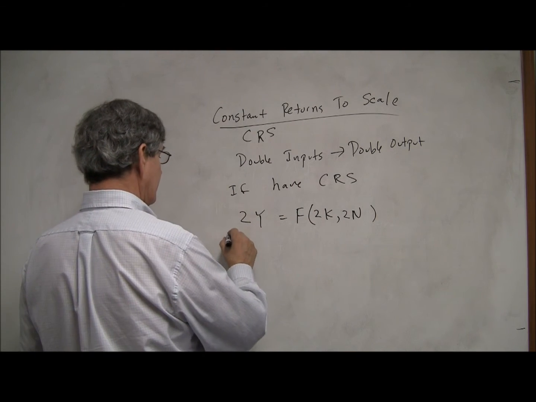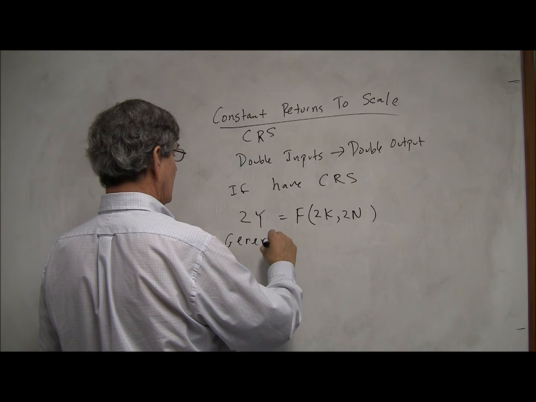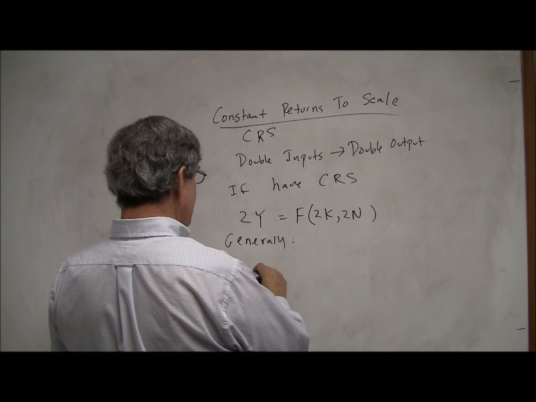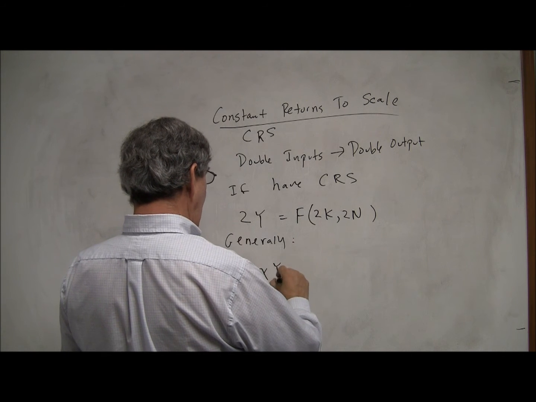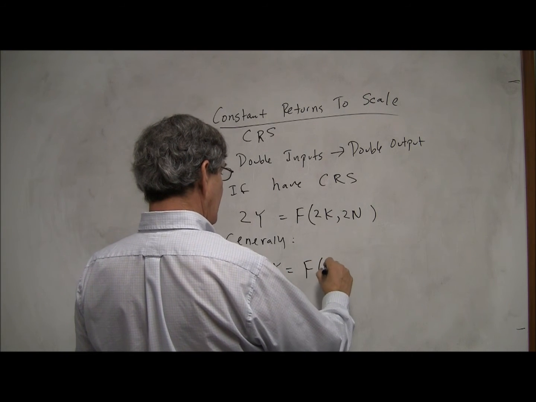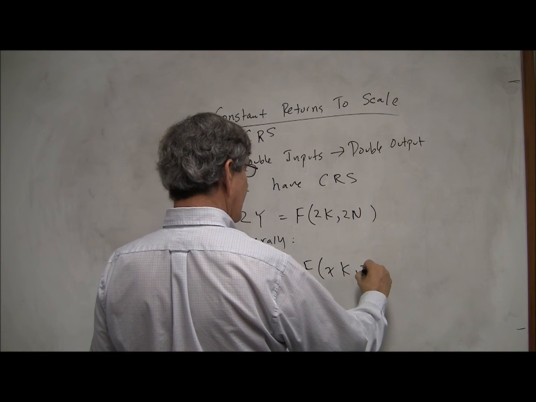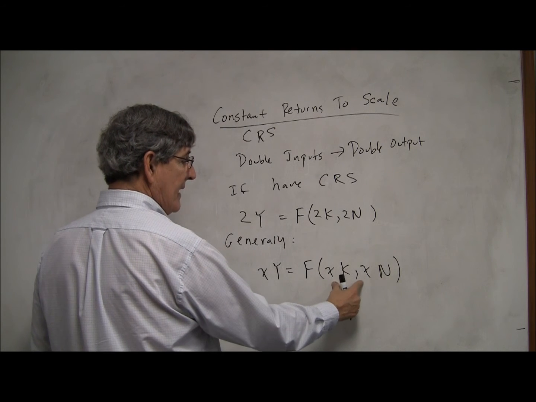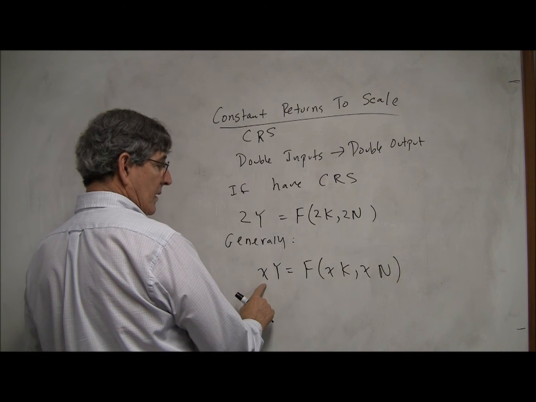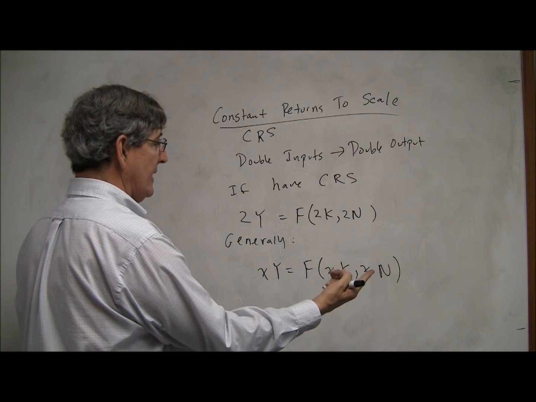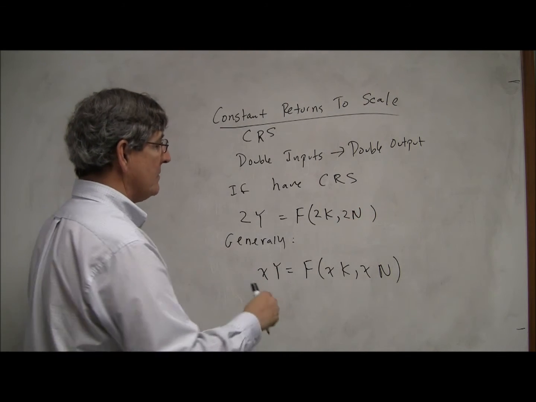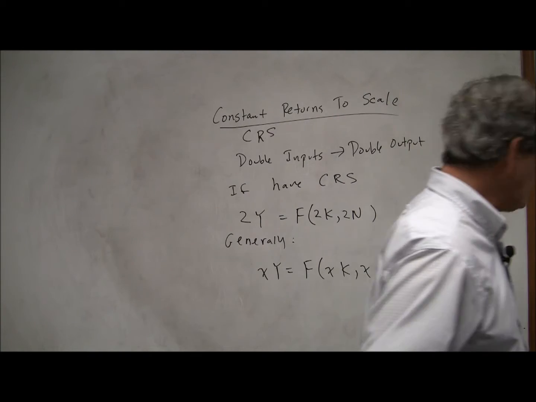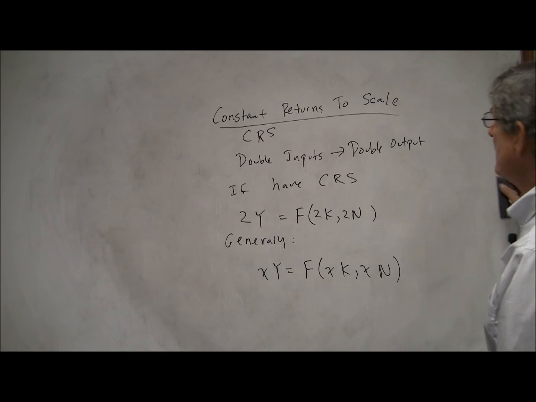More generally, for any number x, what it says is that x times y has to be f of xk and xn. If we scale n and k up by the factor x, output will go up by the factor x. x could be 2, 3, a half, whatever. This relationship would hold. And so that's what we mean in general by constant returns to scale.